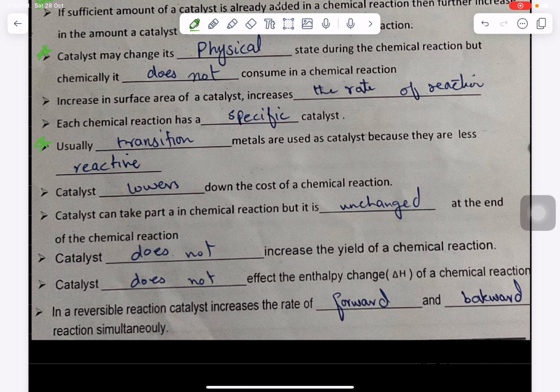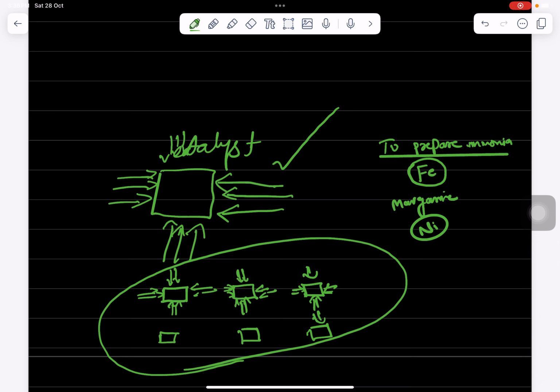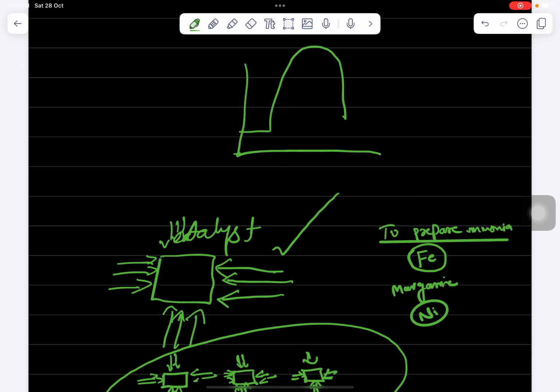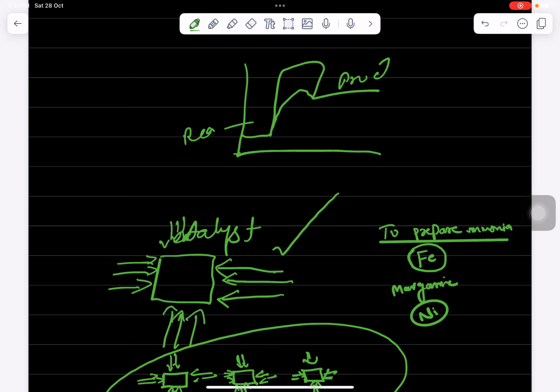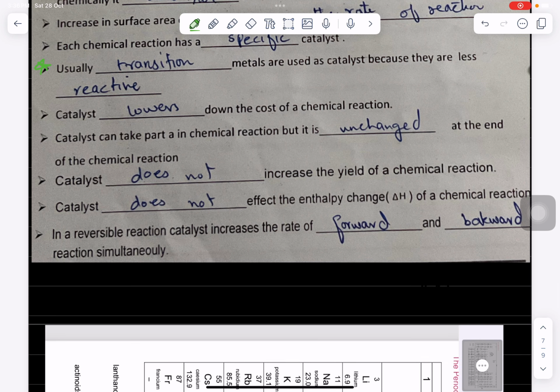Catalyst lowers the cost of a chemical reaction. Obviously it lowers the cost because, as I showed you already, it provides an alternate route, like here we have reactants, here we have products. So it is lowering down the activation energy. It means less fuel is going to be used, like coal and natural gas. Means the reaction will be completed in a shorter time as compared to the reaction when we are not using a catalyst, okay? So obviously it will lower the cost of the chemical reaction, okay?